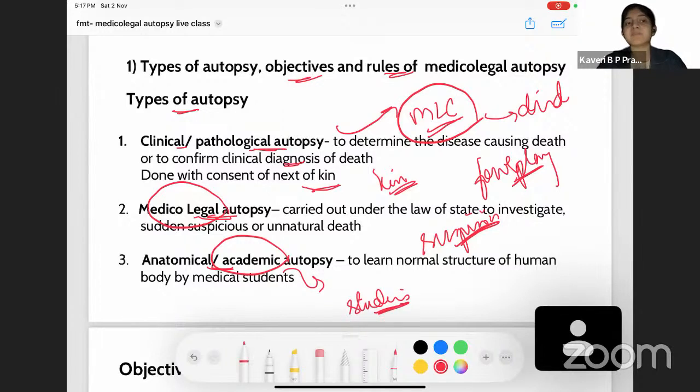So, basically, after you join your first year of medicine, you go to your college and then you have this dissection every day where you cut open the body. Why do you do that? In order to become familiar with the different organs, blood vessels, and all that is there. No? So, this is nothing but anatomical or academic autopsy.